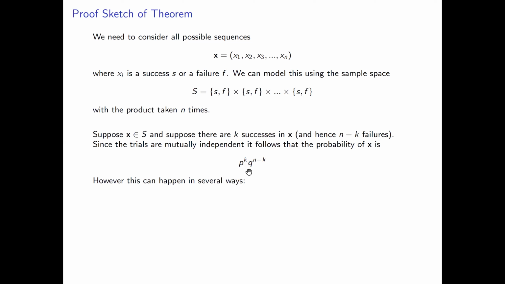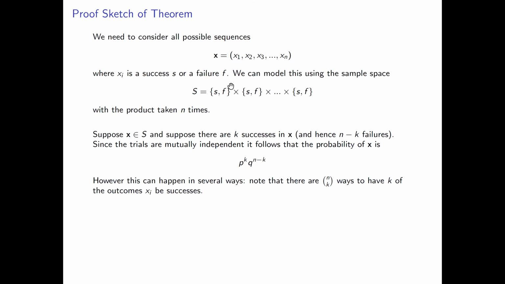However, the main issue is that this can happen in several ways. It's possible that x1, x2 up to xk were all successes, and then the remaining trials were all failures. That's one possibility. But it could also be the case that the first two were successes, then you had a bunch of failures, and then a bunch more successes, and so on. So you have to understand how many ways there are to have k successes in the sequence of n trials. This is really a combinatorial problem, which reduces to asking how many ways I can pick k elements out of n elements.